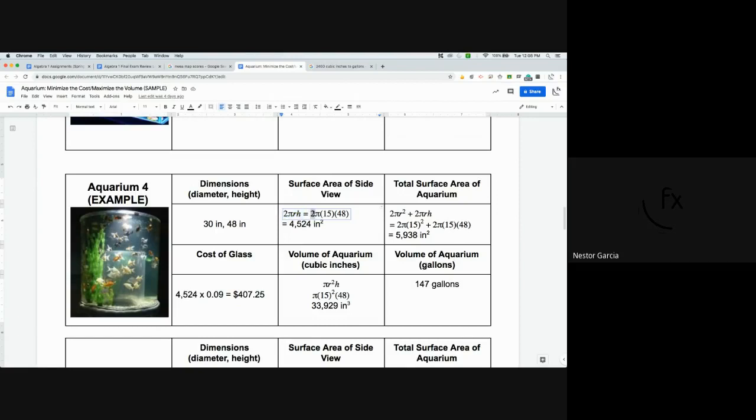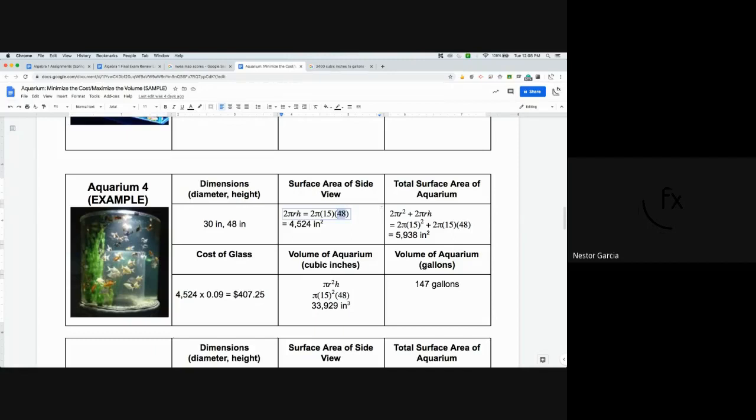Now, we start by taking 2 pi and just copying it over. For the radius, notice I typed 15. Yet there's no 15 given here. That's because, keep in mind, the diameter is the distance across a circle, going all the way across the circle, crossing through the center. The radius is always half of that diameter. Half of 30 is 15. Therefore, we plug in 15 for the radius.